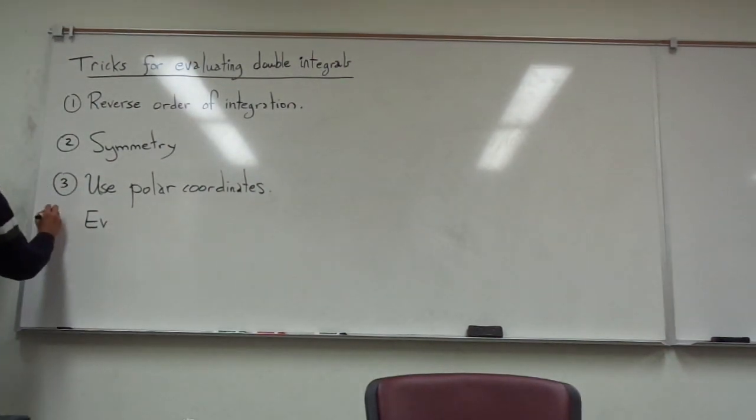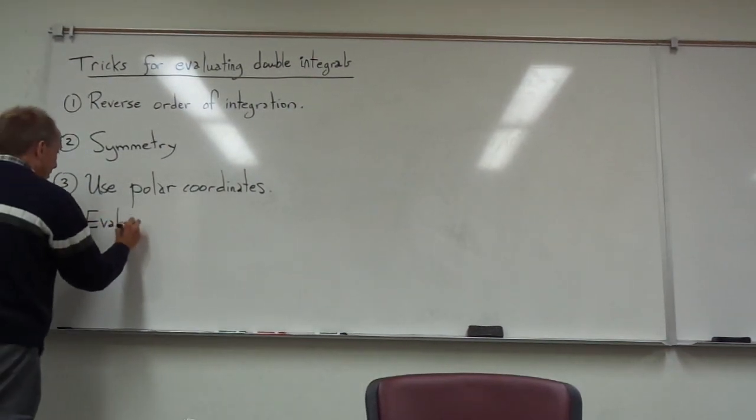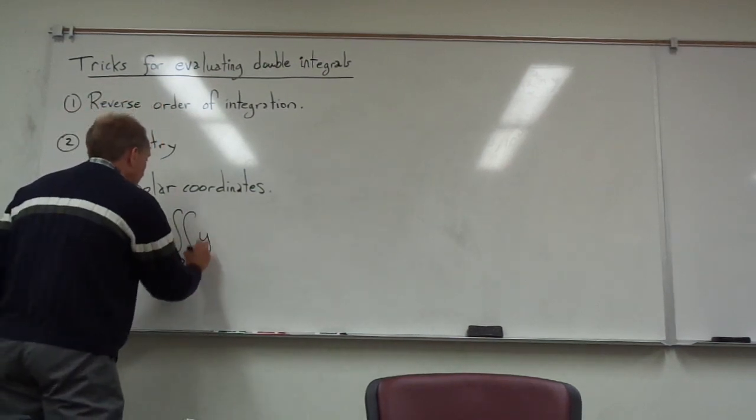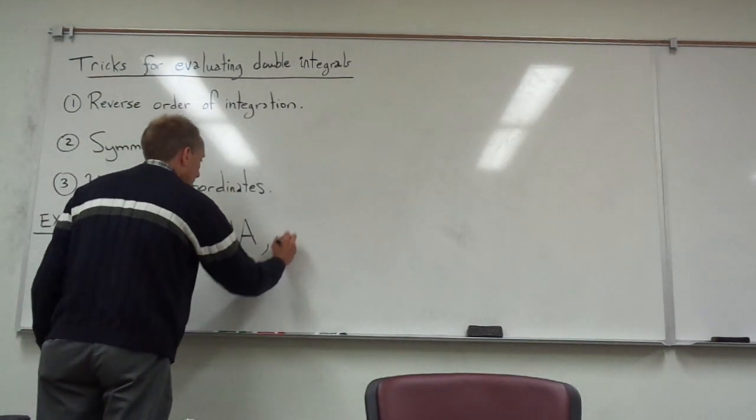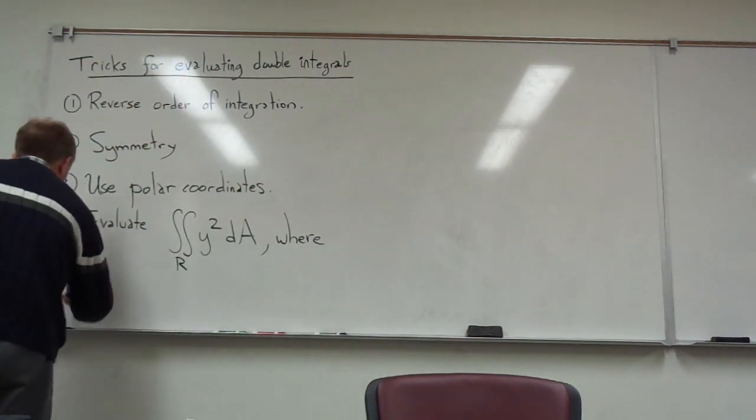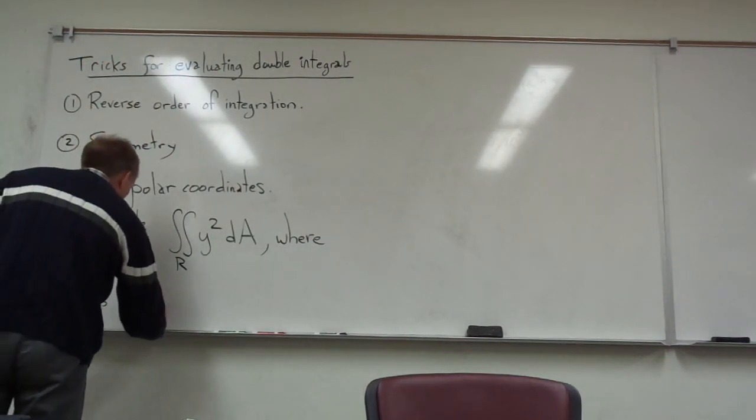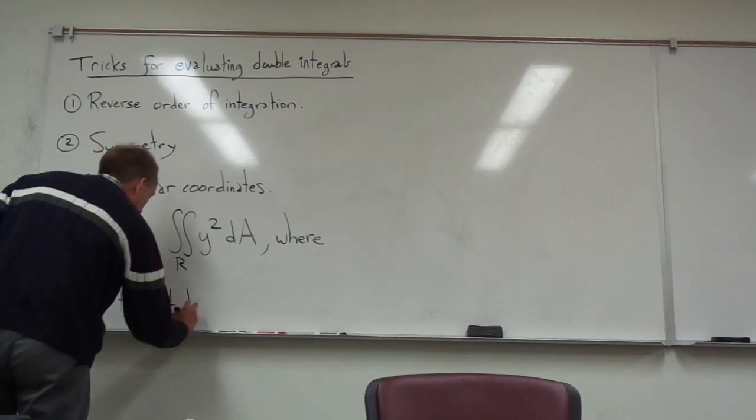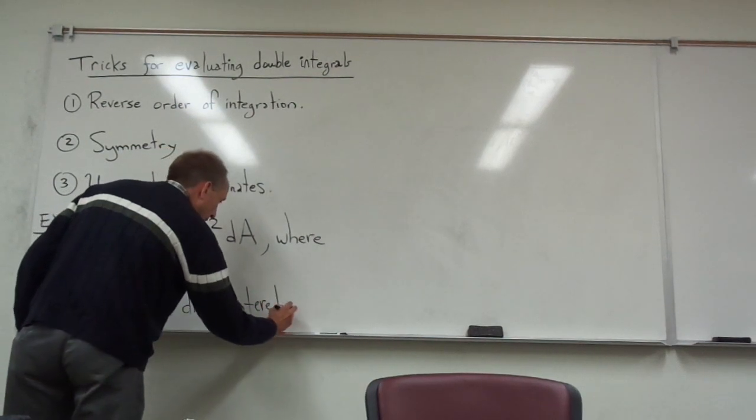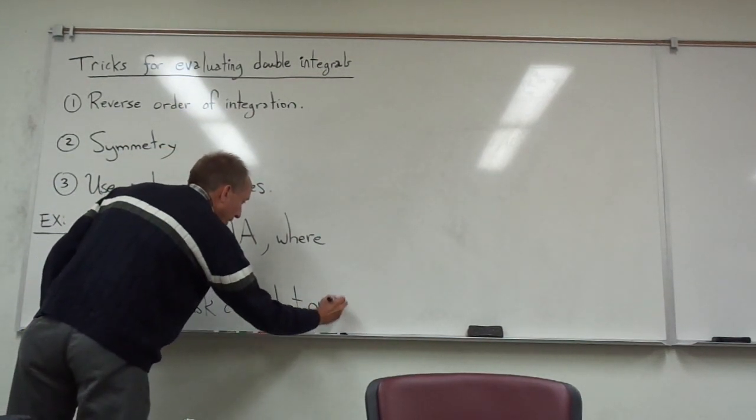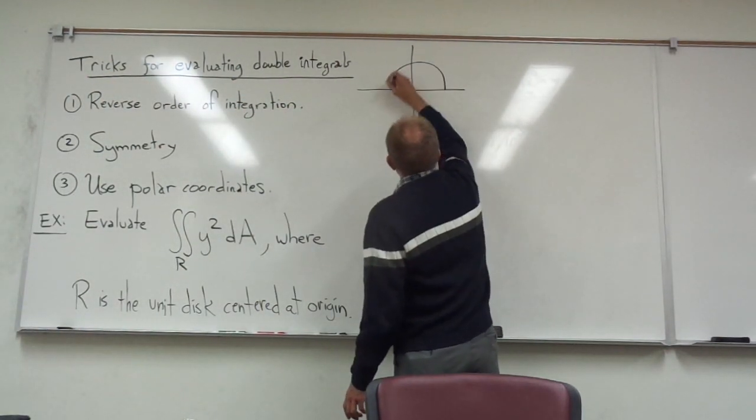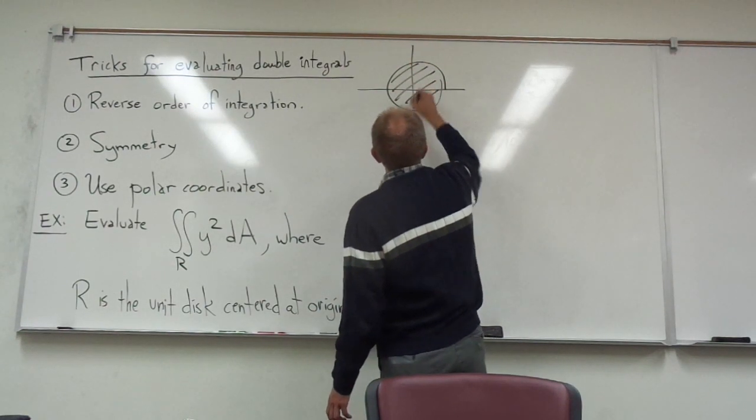Evaluate, so here's an example. Evaluate the double integral over a region R of y squared dA, where R is the unit disk centered at 0, 0. A disk of radius 1 centered at the origin. So the picture of the domain this time is just this whole entire disk right here.